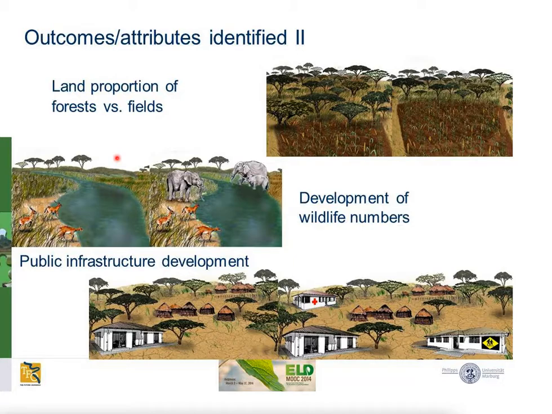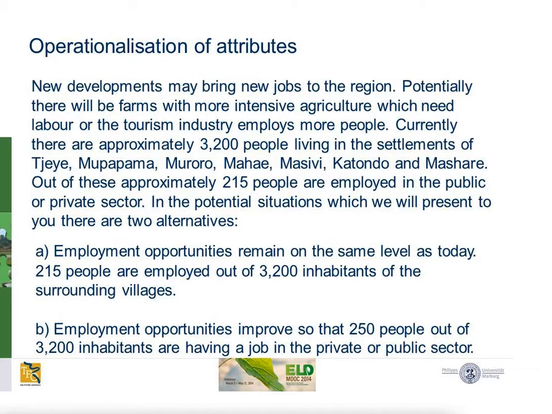So here you see, for instance, I tried the laser pointer here. You see that there are fewer wildlife numbers, you don't have elephants in the area, while on the second picture, you see that there are more elephants. And there on top, you see there is more forest and fewer fields compared to the other picture, less forest and more fields. Now, for the approach, you need to make this more concrete, to specify.